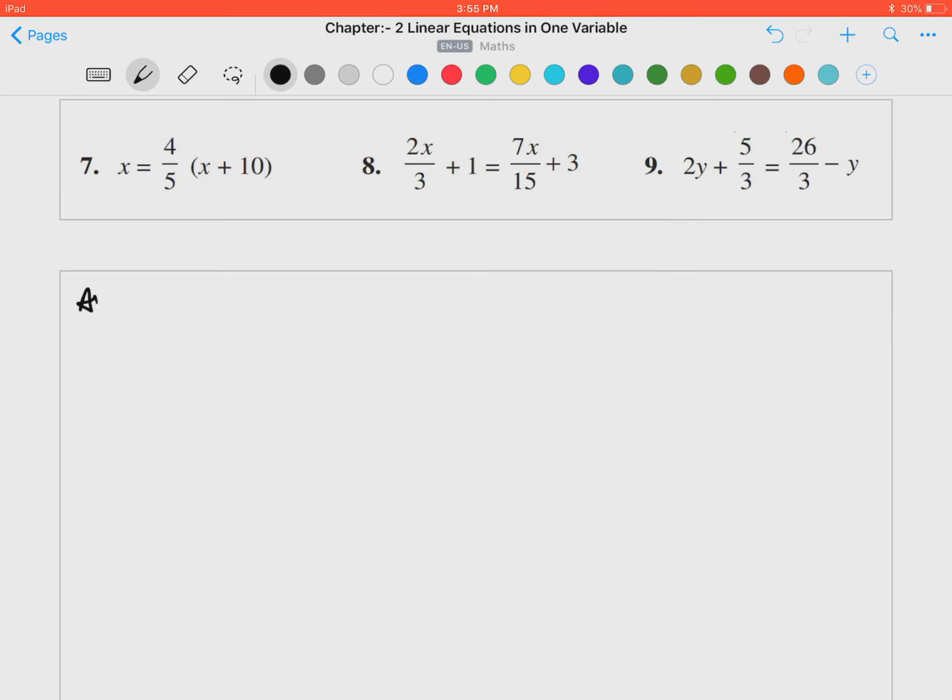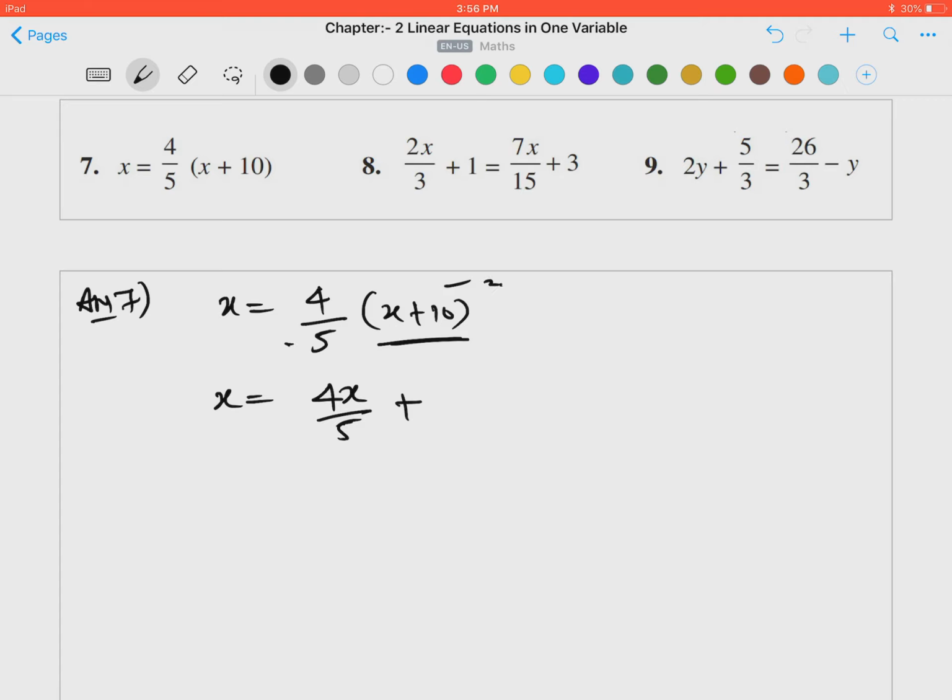Okay, question number 7. We have x equals to 4 by 5 multiplied to x plus 10. Okay, we have x on the left hand side. We'll multiply this 4 by 5 into this bracket. So first term will be 4x by 5 plus next will be 4 by 5 into 10, this 10 will be divided by this 5, will give us 2. This 2 into 4 will be 8, or x minus 4x by 5 will be equal to 8.